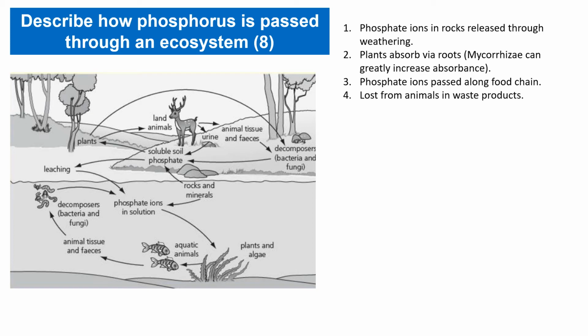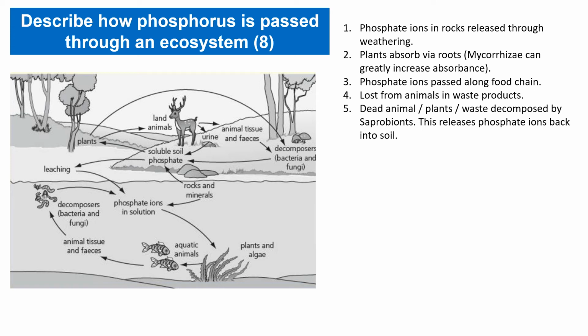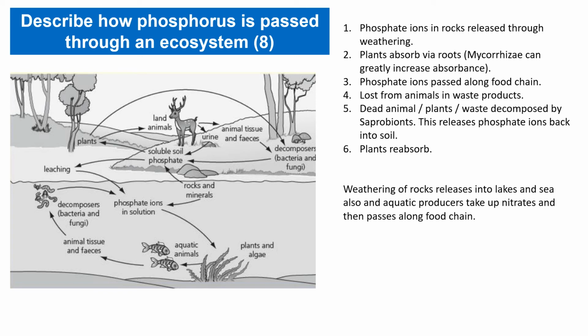Then they'll be lost from the animal's waste products, but also if the animal or plant dies, that returns it to the soil, because the saprobionts, which are the bacteria and fungi that decompose the dead organisms and the waste as well, are using it to respire with, and they release the phosphates back into the soil. Remember, I'm saying phosphates all the time here. The plants then reabsorb through the roots, and again mycorrhiza will help absorb better, and the whole process starts again.